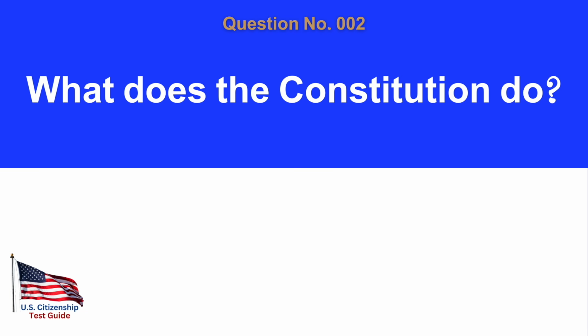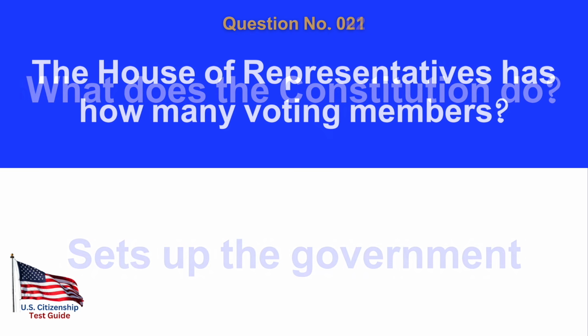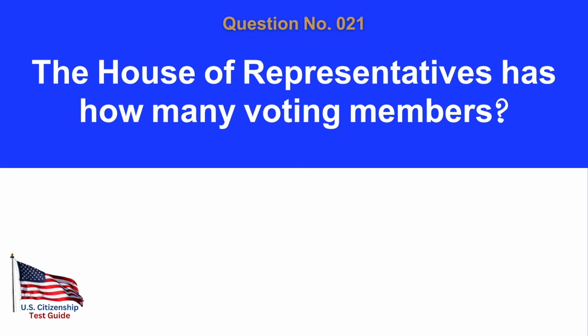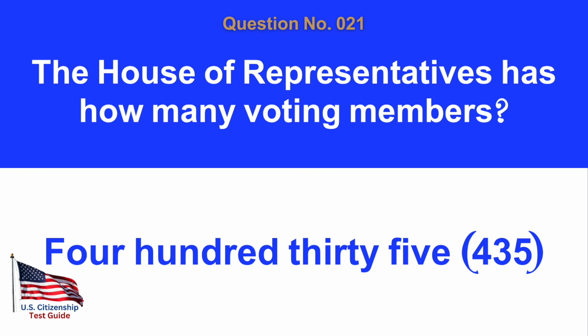What does the Constitution do? Sets up the government. The House of Representatives has how many voting members? 435.